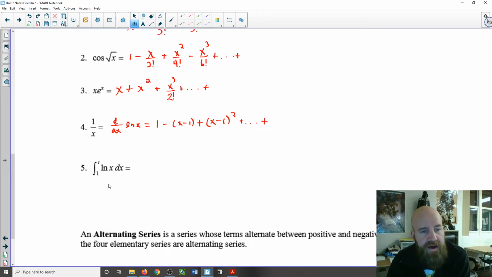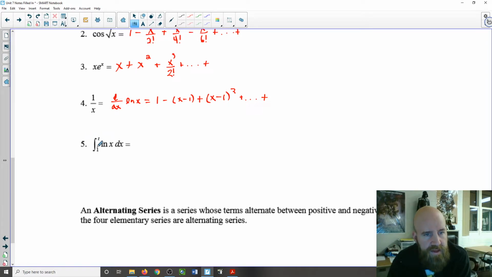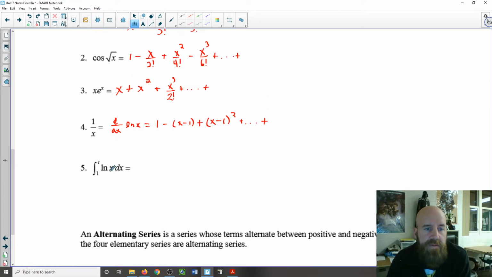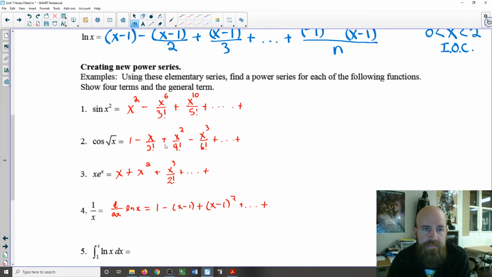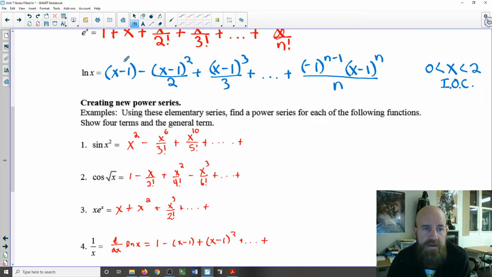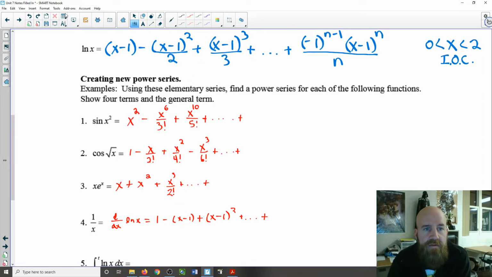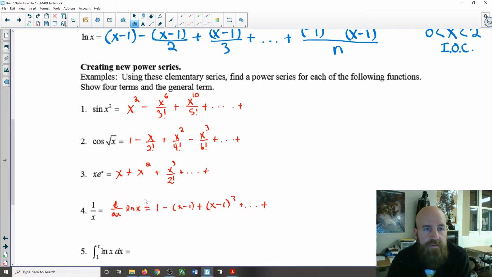In example 5, we are finding the integral from 1 to t of ln x. So if I want the power series here, the elementary series, we can use this for ln x and take the integral of this. So this is also something that we've done before. So we're going to take the integral of each of these terms.